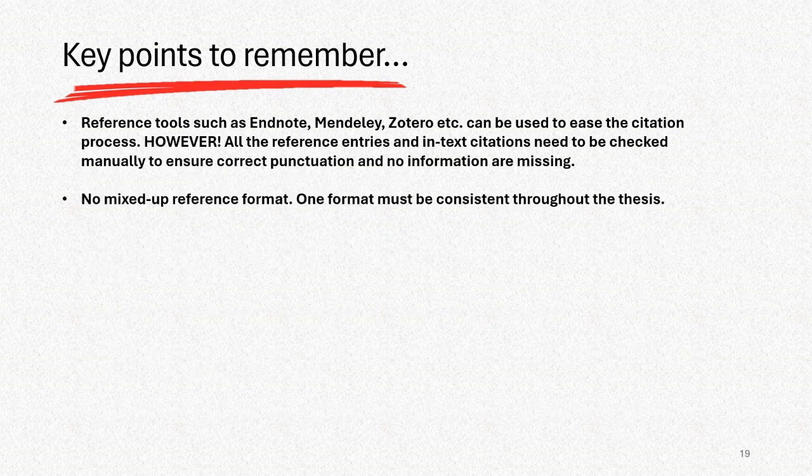And then if you think that writing the reference manually is hard, you can use reference tools such as EndNote, Mendeley, Zotero, etc. for the citation process. However, all the reference entries and also the in-text citations still need to be checked manually to ensure correct punctuation and no information is missing. And then finally, no mix-up of reference format. One format must be consistent throughout the thesis.